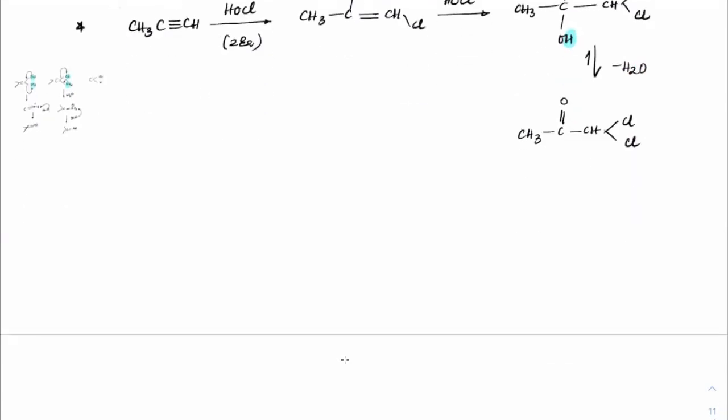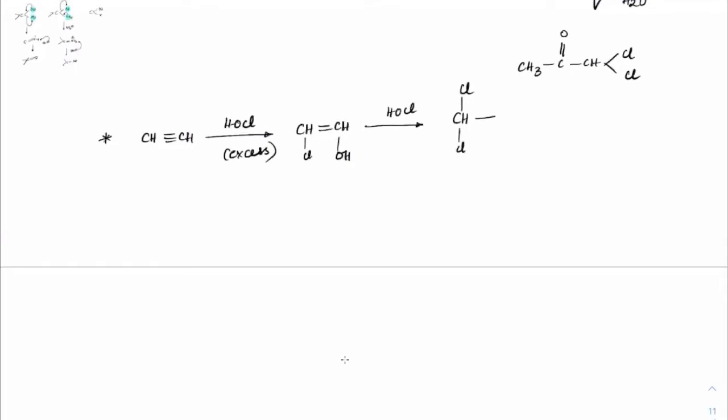Correct. Next, in case we have CH triple bond CH reacting with excess HOCl, what would happen? I'll go step by step here. The first step is CHCl double bond CHOH. But since it is excess, again the reaction would take place. So we'll form CHCl and Cl with CHOH and OH. Next, Cl2CH, C double bond OH is what is formed so far, because H2O will come out of it.